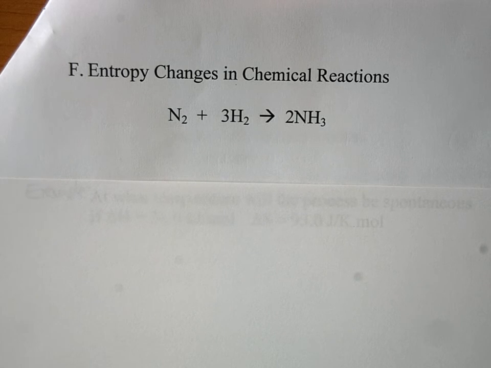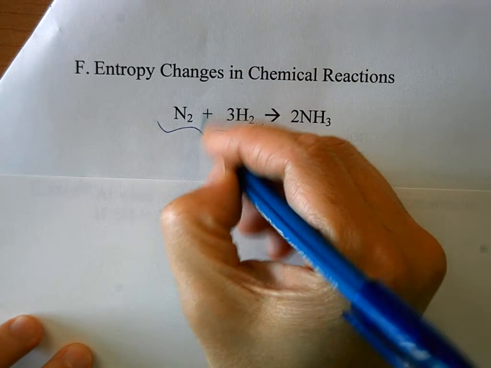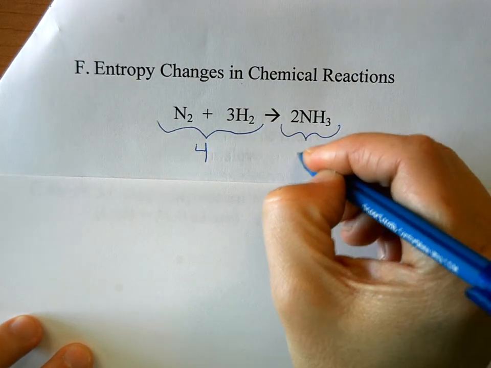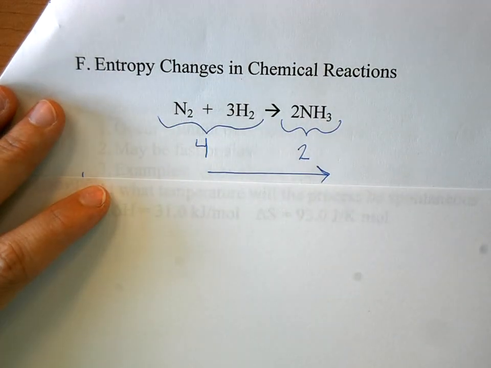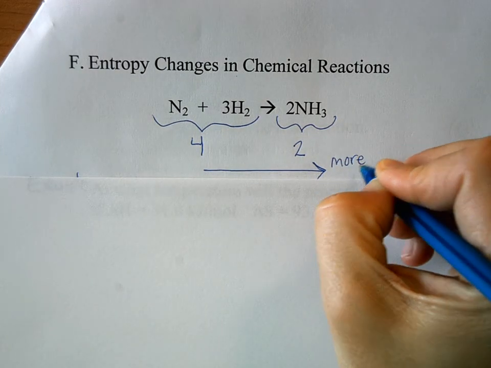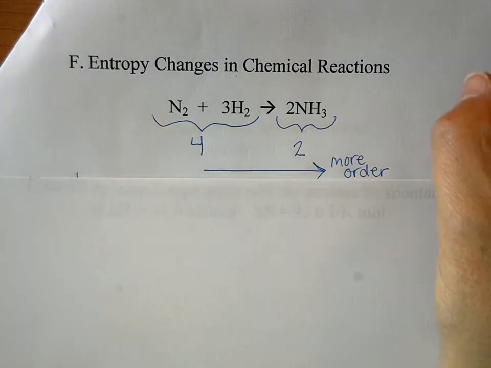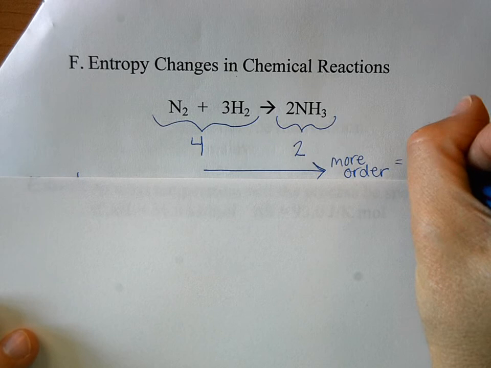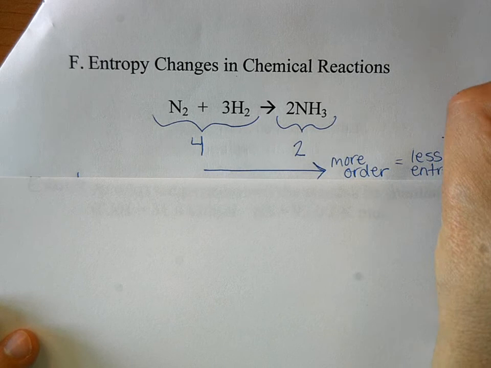A question like this will normally ask you, what is the sign of delta S? Is it positive or negative? So what you want to look at is how many molecules you have. Over here, I've got 4 molecules. Over here, I've got 2. So from here to here, more order or more disorder? More order, right? So more order equals less disorder or less entropy. And so your delta S value is negative.